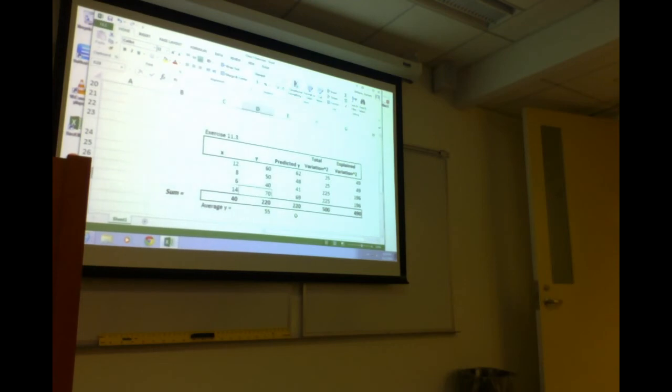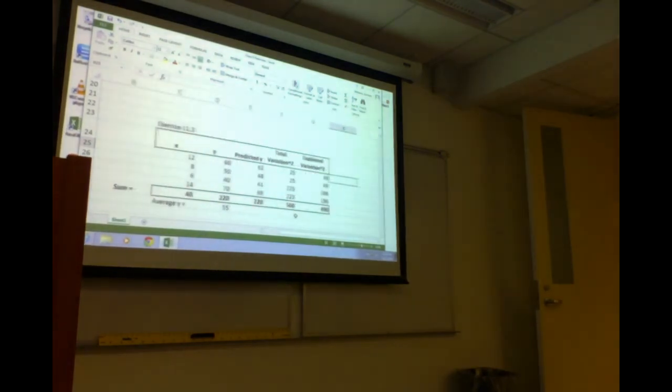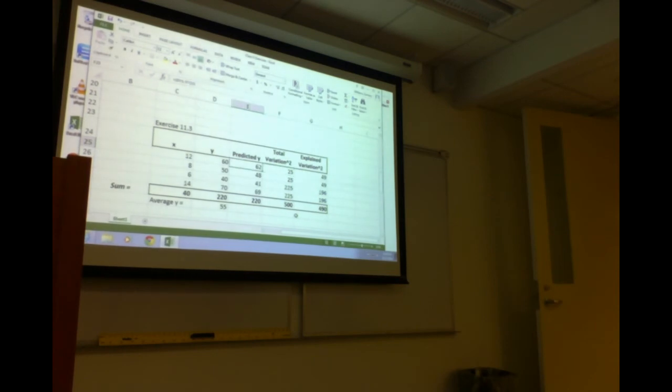All right, so we've got investor 1, 12 is their risk tolerance. Their actual investment in the stock market is 60%. We predicted that at 62. So we need two things to calculate R squared. We need the explained variation, and we need the total variation. All right, so how do we get total variation in Y?